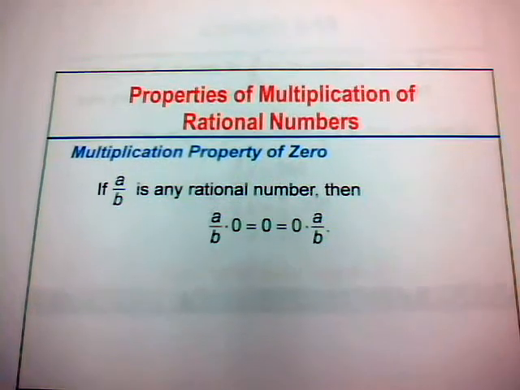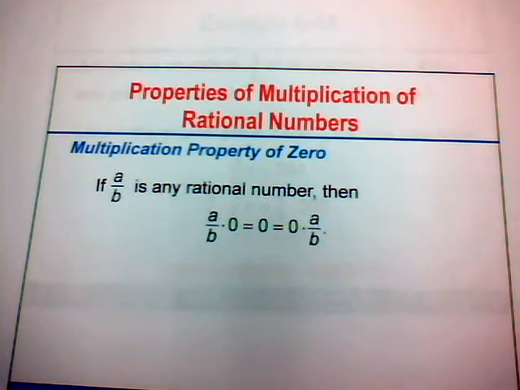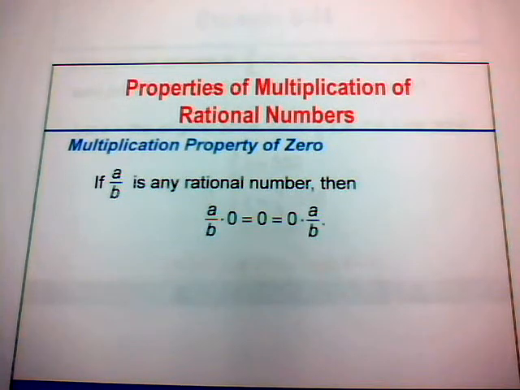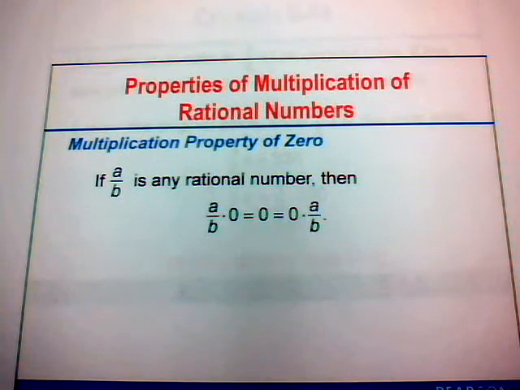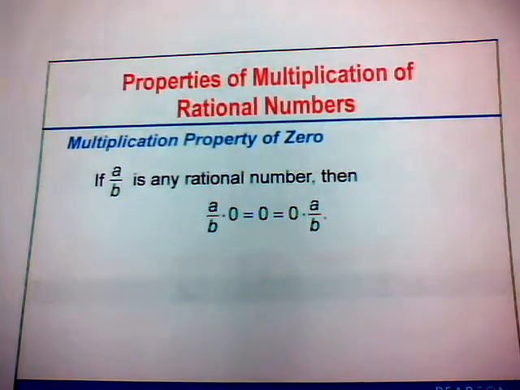And the multiplication property of 0 means that if you have any rational number a over b, multiplied by 0, you're going to get 0. Or 0 times any rational number will be 0.